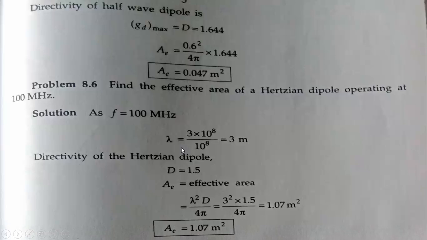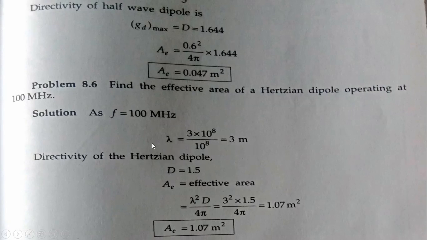So lambda can be calculated. Lambda is equal to C by F. So C is 3 into 10 to the power 8, divided by F, which is again 100 megahertz. In this way, it will be 10 to the power 6 and 100, so here it will be 10 to the power 8. To cancel out this 10 to the power 8, we have converted 100 megahertz into 100 into 10 to the power 6. So lambda will be 3 meters.